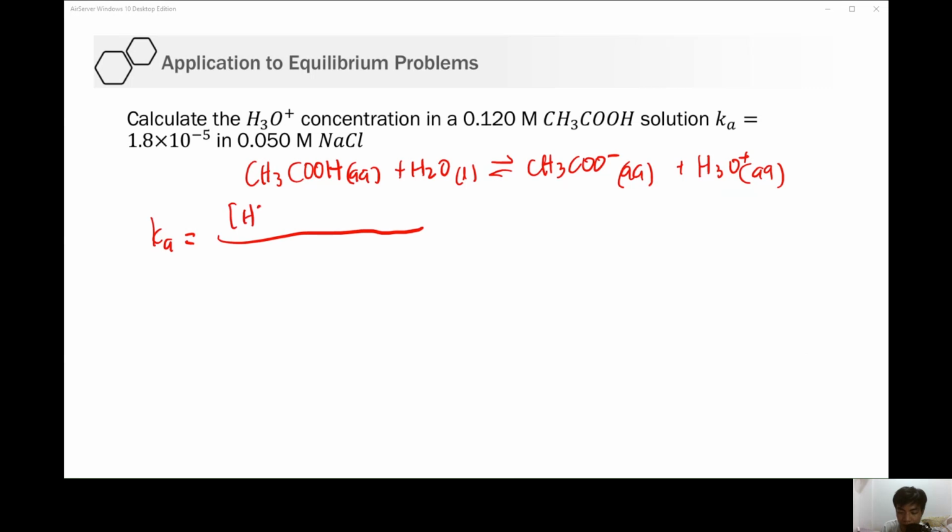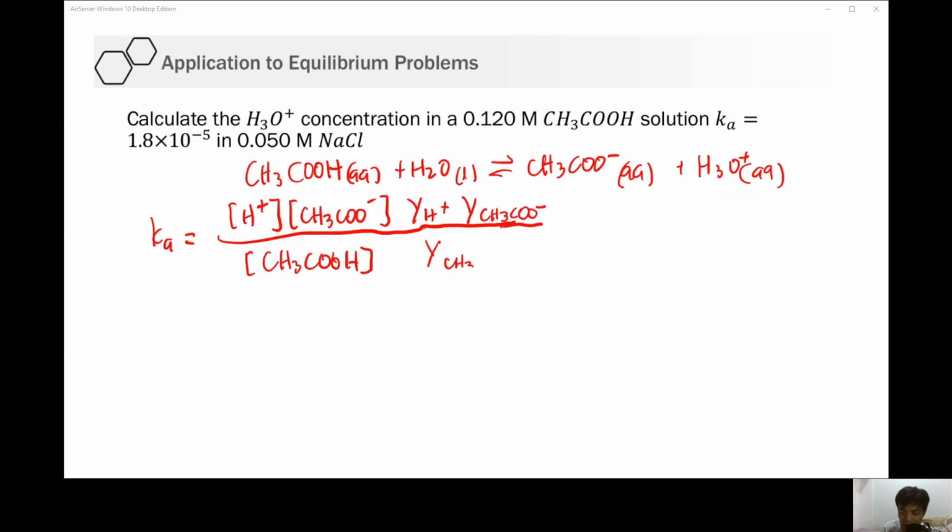So that will be H plus or H3O plus, those two are the same. And then the conjugate base, I'm sorry, that will be CH3COO minus, divided by the acid, CH3COOH. And then we have to include the gamma: gamma H plus, gamma CH3COO minus, divided by gamma of CH3COOH. Again, in the presence of the diverse ions, you have to include the gamma, or simply express your equilibrium in activities.